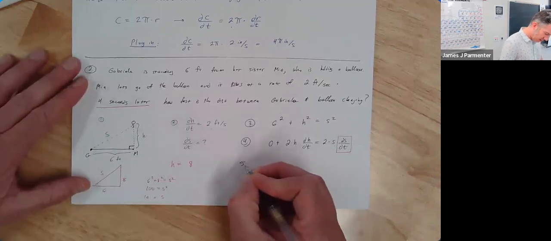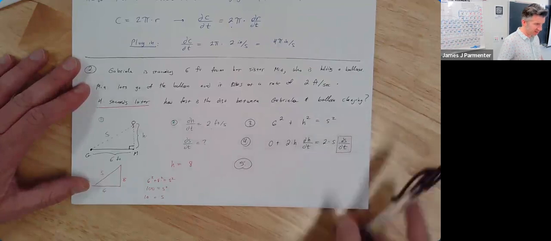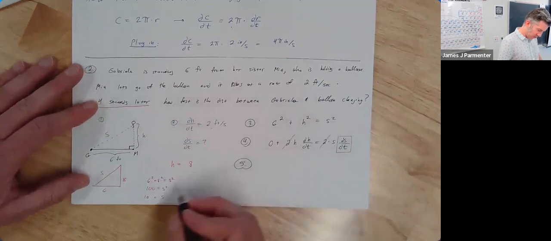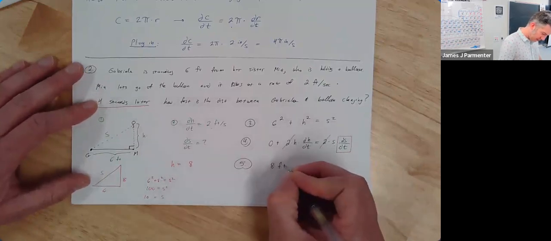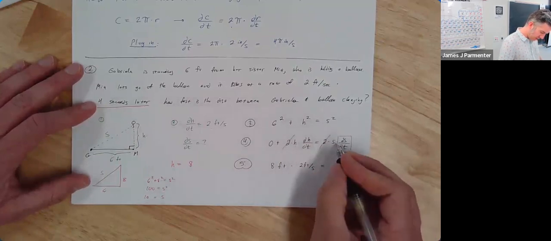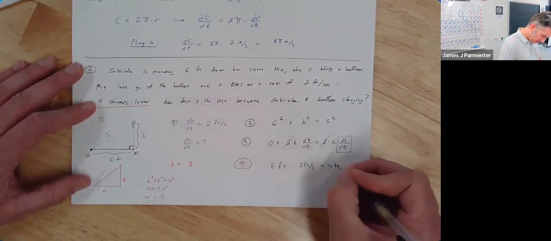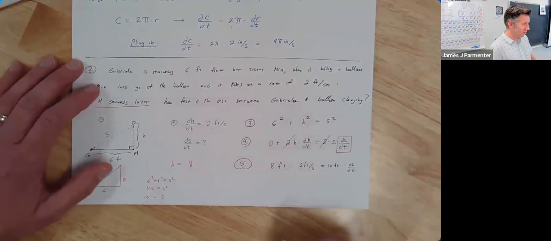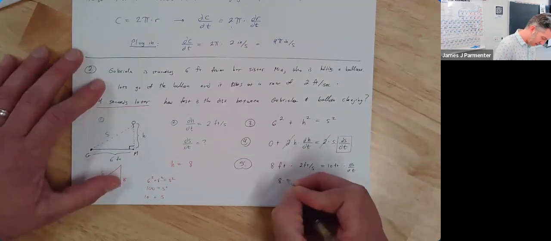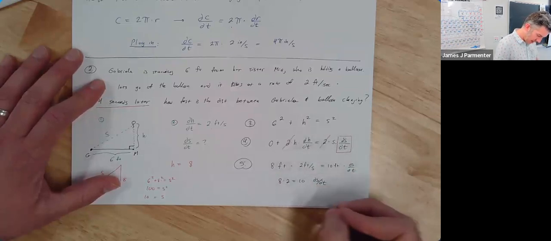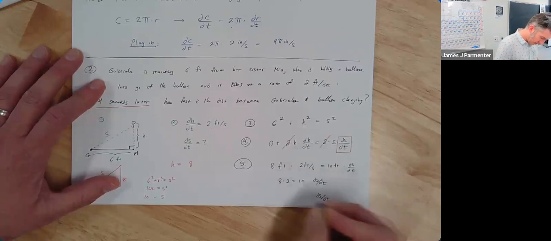So step 5, plug in and solve. I guess I could cancel the 2's here. That seems like a reasonable thing to do. Divide both sides by 2. And just say that h, which we said was 8 feet, times dh/dt, which is 2 feet per second, equals s, which is 10 feet, times ds/dt. Or what I would really do is say 8 times 2 equals 10 times ds/dt, solve for ds/dt, and get ds/dt equal to 16 divided by 10, which is 1.6.